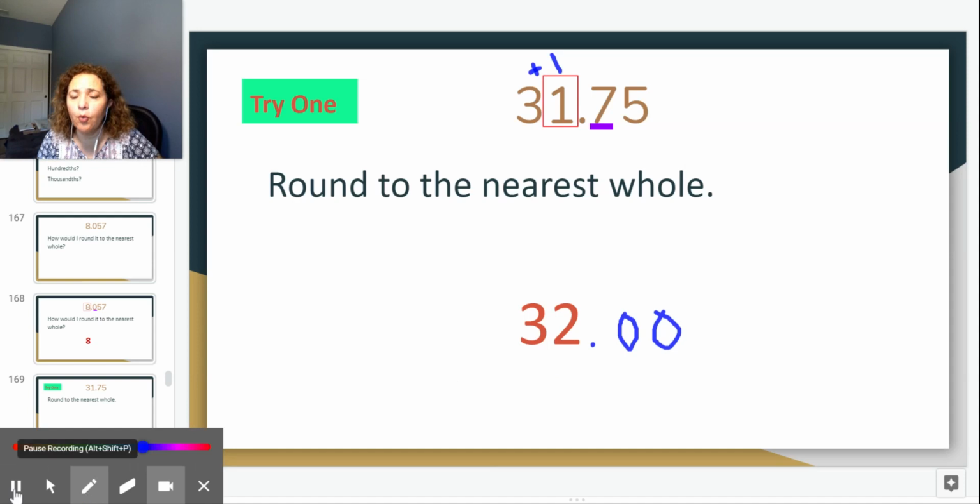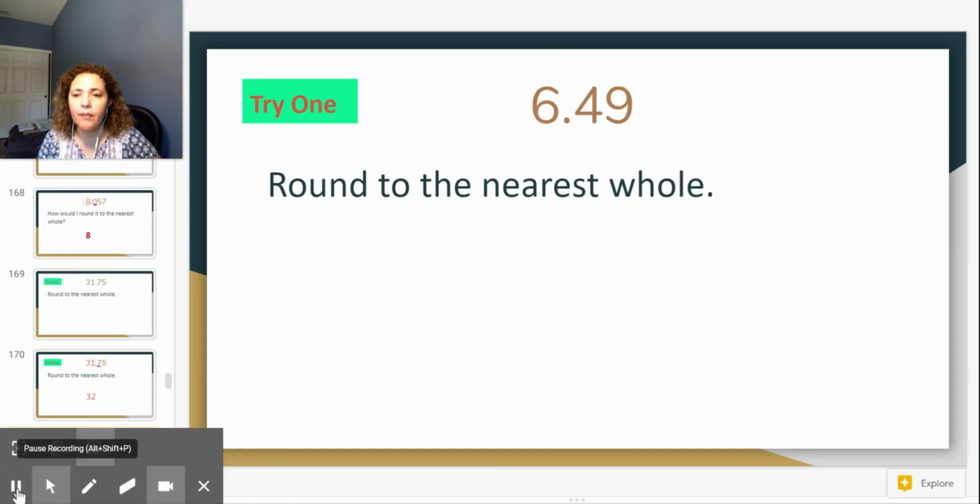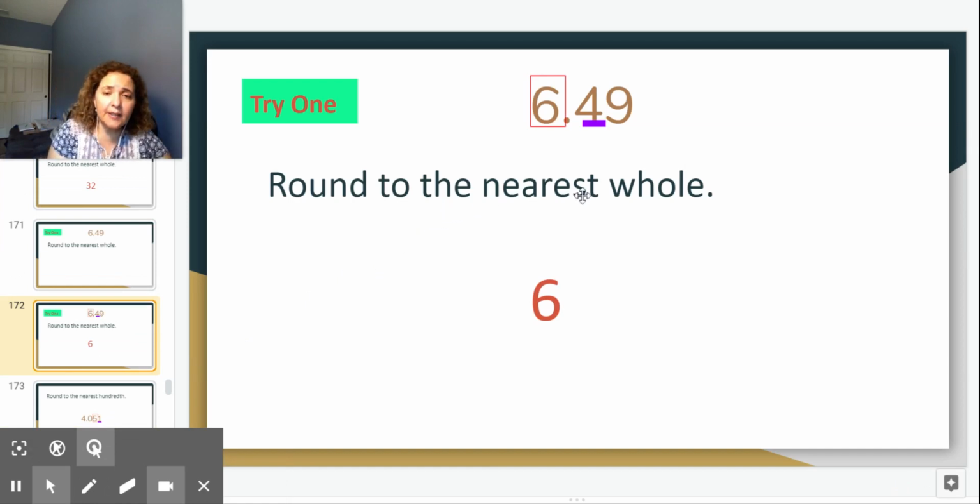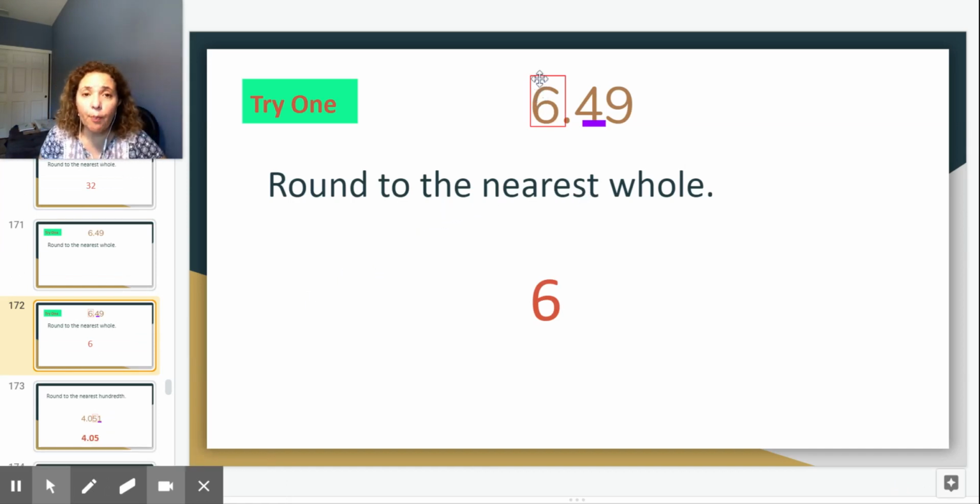Okay, let's try a different one. All right, so try this one. Round 6 and 49 hundredths to the nearest whole, then come back to me. All right, did you get 6? So if I round that, I should have boxed in the 6 because that's my target. I'm going to look at the 4. The 4 tells me 0, 1, 2, 3, 4 that it stays the same. So it's a 6. And then I ignore everything else, right? So if you put 6 or 6.00, they're both correct.